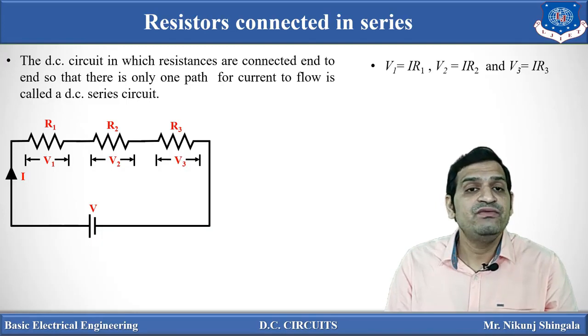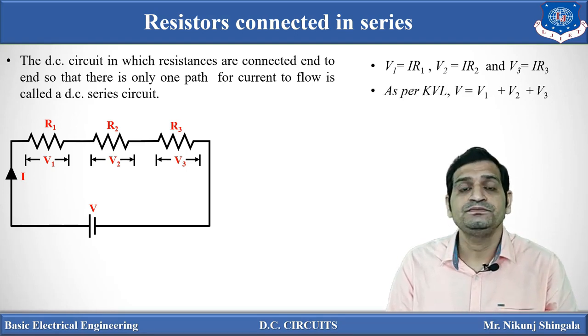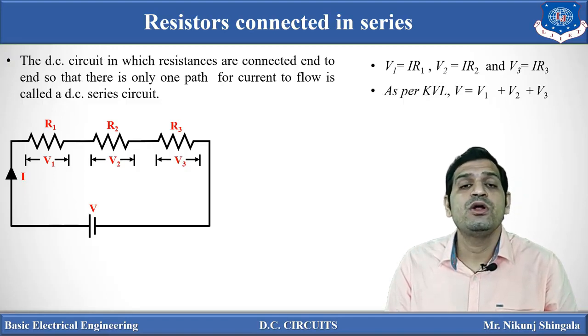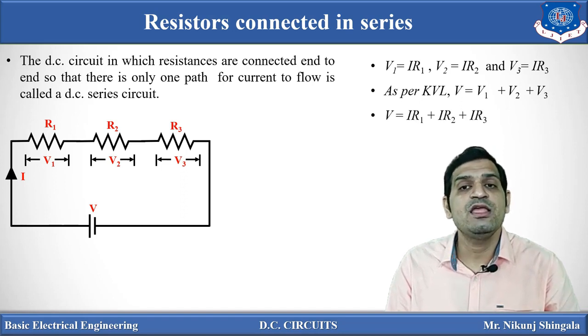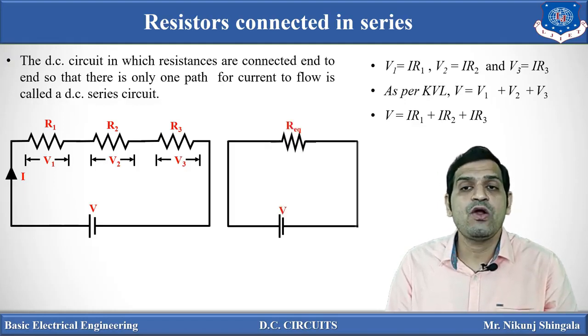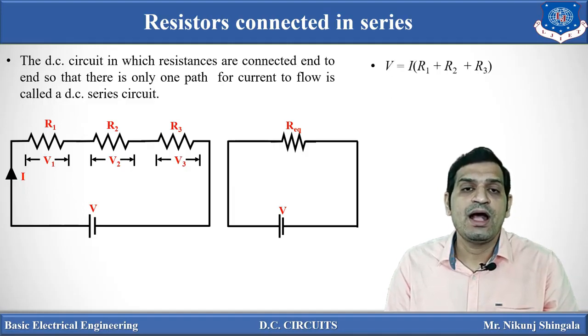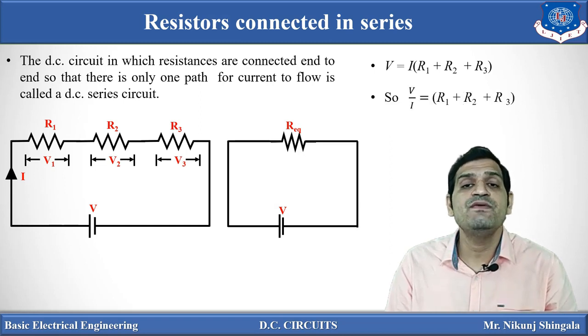So we can write V1 is equal to IR1 according to Ohm's law, V2 is equal to IR2 and V3 is equal to IR3. Now as per KVL, the voltage V is equal to V1 plus V2 plus V3. So we can write V is equal to IR1 plus IR2 plus IR3. Taking I common from the equation, V is equal to I in bracket R1 plus R2 plus R3. So we can write V divided by I is equal to R1 plus R2 plus R3.